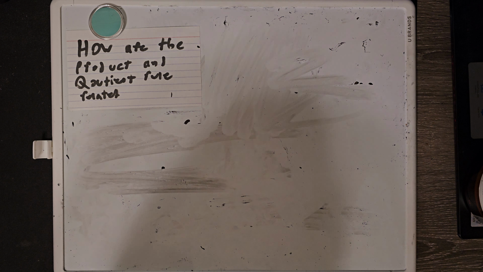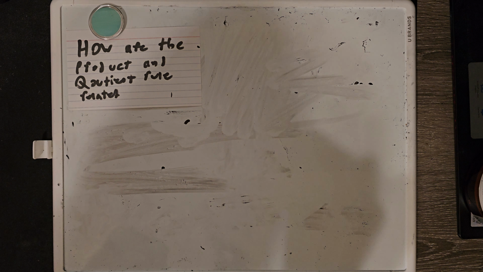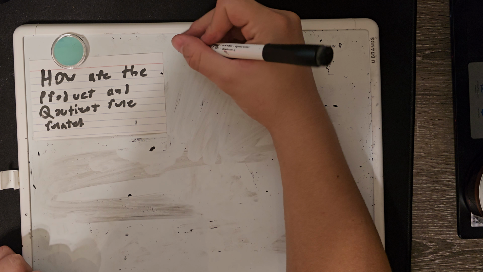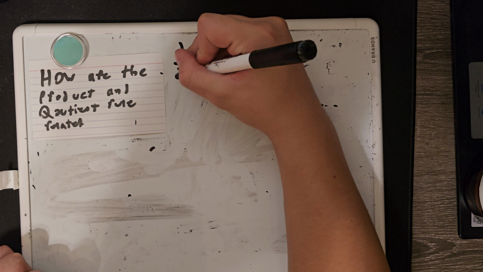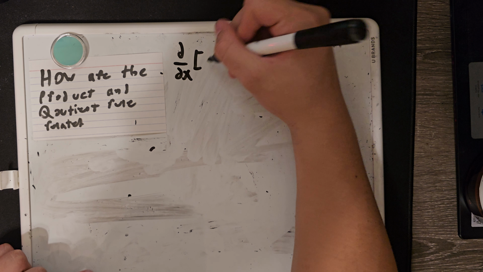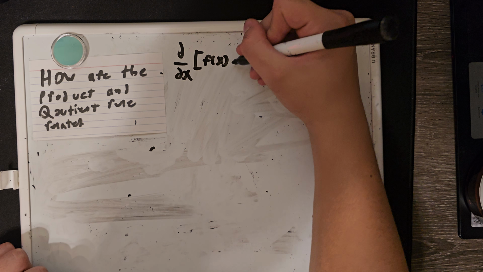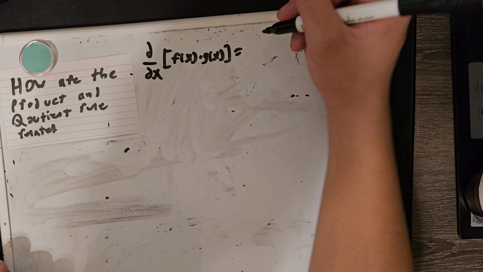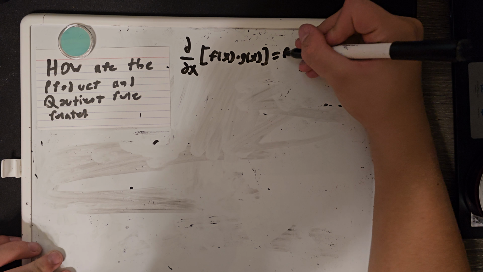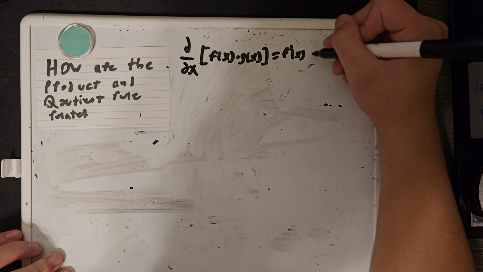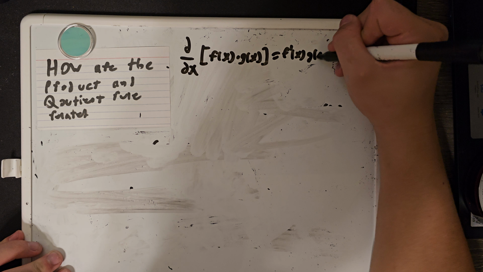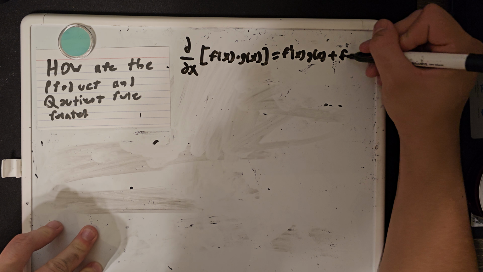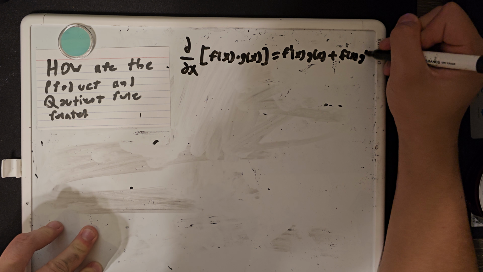All right. How are the quotient and product rules related? So the product rule states that the derivative of f of x times g of x is equal to f prime of x times g of x plus f of x times g prime of x.